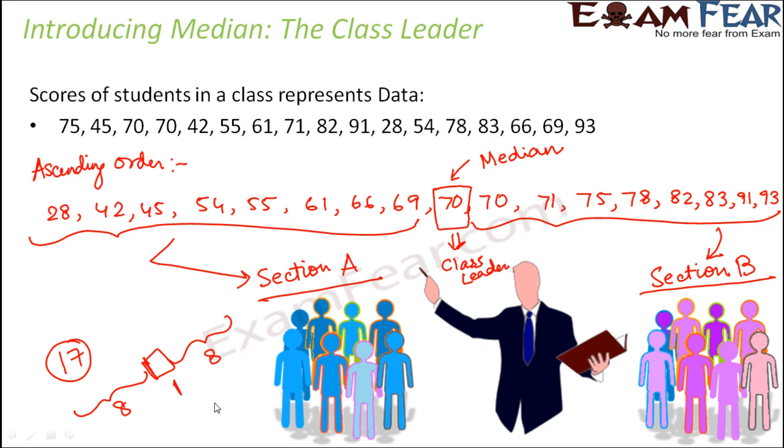Again, in the previous example, the total number of data was 11. So again, that was easily divided. 5 on both sides, and in between you have the median. Now, the question is, what would happen if instead of an odd number of data, we have an even number of data? Instead of 17 students in a class, if we have 16 students in a class, how do we calculate the median?